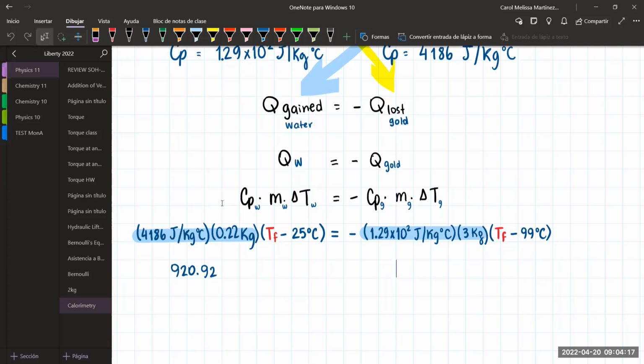Okay, here we multiply joules per kilogram Celsius times kilograms, so kilograms and kilograms are going to be canceled out. So these units are going to be joules over Celsius. And this is multiplying TF minus 25.